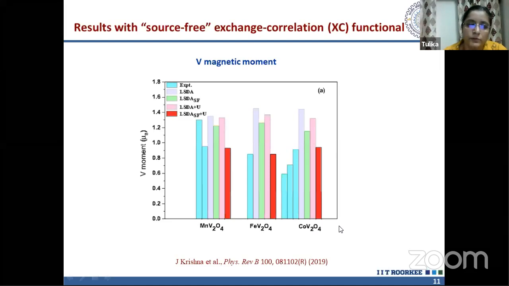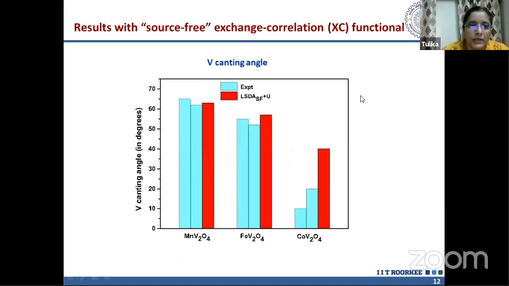So at U equal to 2.75, we see that it matches very well with the experimental moment. So it can capture the low vanadium magnetic moment seen in experiment very well within this source-free exchange correlation functional. As well as the canting angle is also well reproduced, which matches very well with the experiment. Apart from CoV2O4, where it is a little larger than the experimentally observed value, but the trend comes out correctly, that the canting angle reduces when you go from manganese to iron to cobalt.